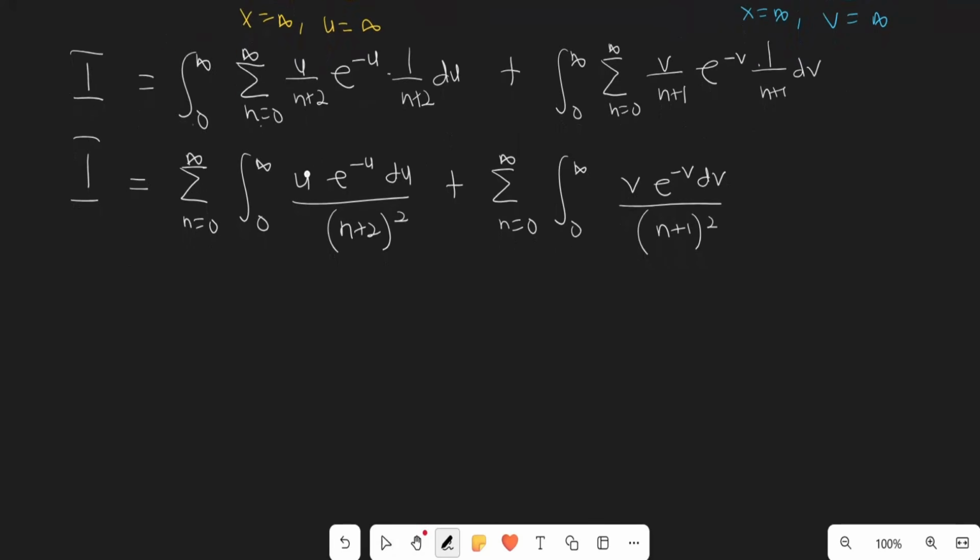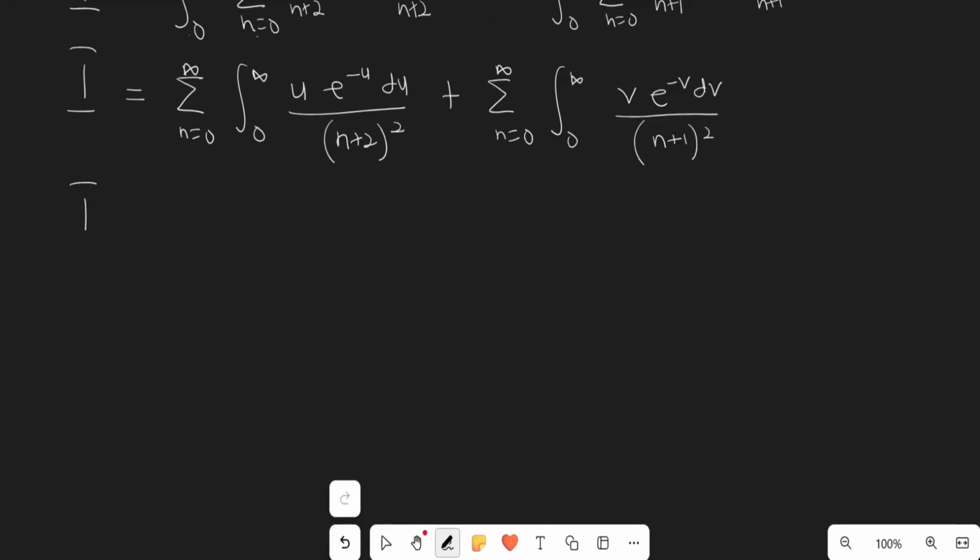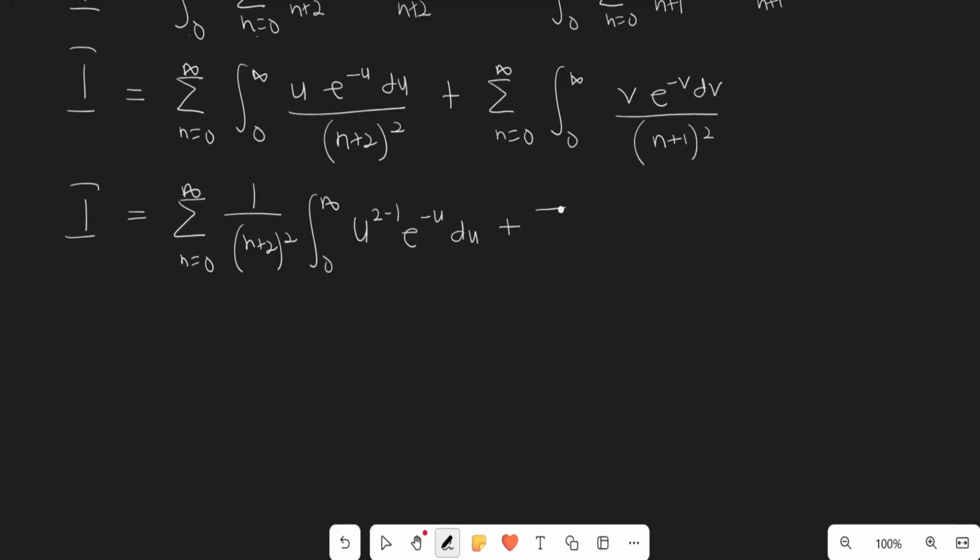So the variable that we are integrating is u, right? So n plus 2 is a constant here and n plus 1 is a constant here, so we can just pull them out. I is going to be equal to the summation n running from 0 to infinity of 1 all over n plus 2 all squared, then the integral from 0 to infinity of u to the power 2 minus 1 e to the negative u, because u to the power 1 can be written as 2 minus 1, du. Plus do the same thing here.